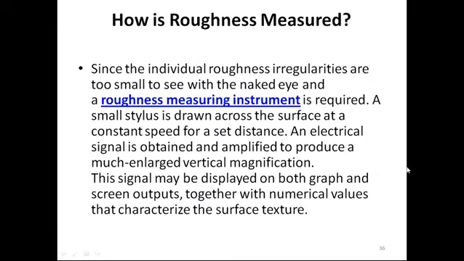So how is roughness measured? Since the individual roughness irregularities are too small to see with the naked eye, a roughness measuring instrument is required. A small stylus is drawn across the surface at a constant speed for a set distance. An electrical signal is obtained and amplified to produce a much enlarged vertical magnification. This signal may be displayed on both graph and screen outputs together with numerical values that characterize the surface texture.